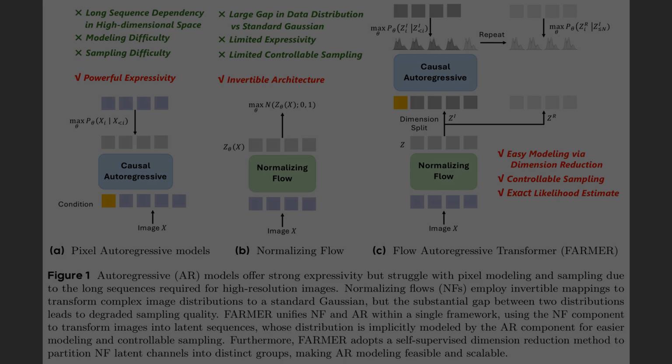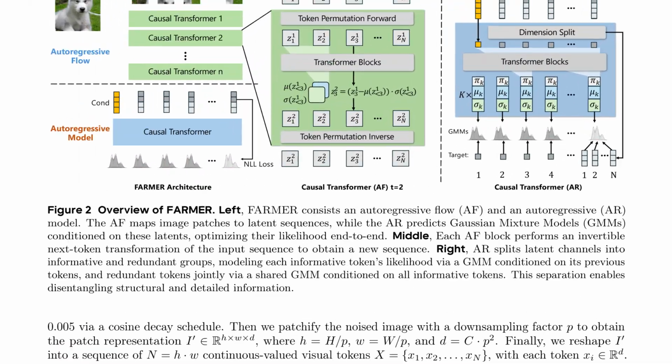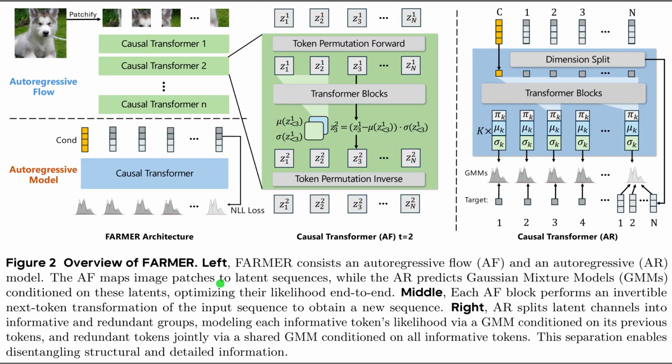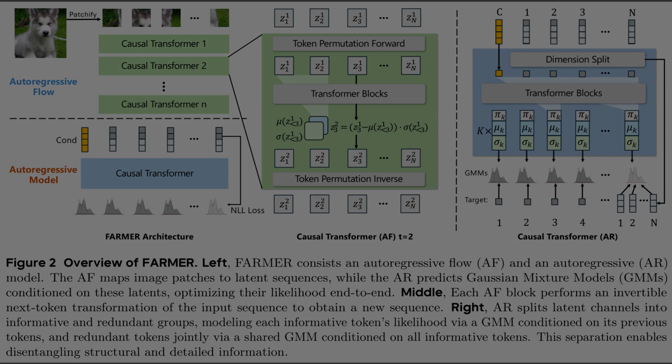remains controllable. Figure 2 shows the full pipeline, which turns image patches into latents and then models their distribution to enable exact likelihood training. The left panel depicts the autoregressive flow, an invertible sequence of steps that maps tokens while keeping a causal order. The middle panel breaks down one flow block that normalizes a token using statistics predicted from previous tokens. The right panel highlights the dimension split, where informative channels are modeled token by token and redundant channels are handled jointly using a Gaussian mixture model.